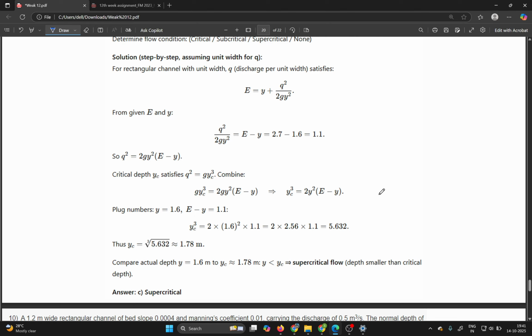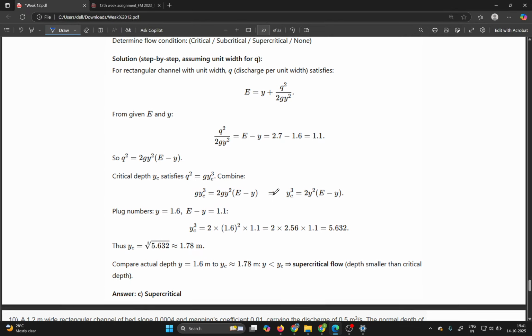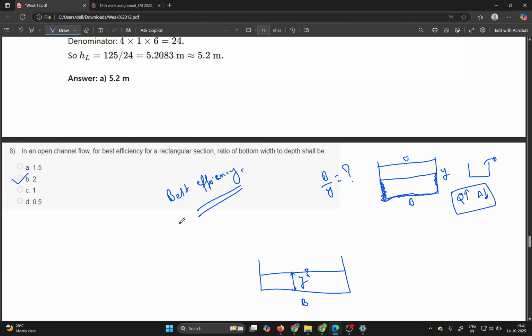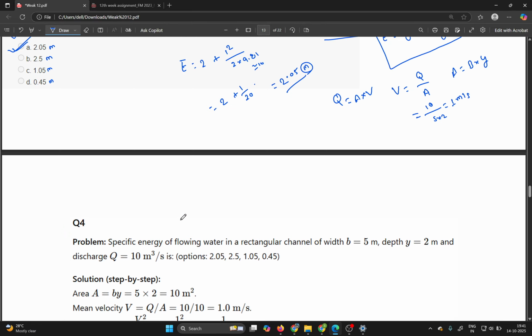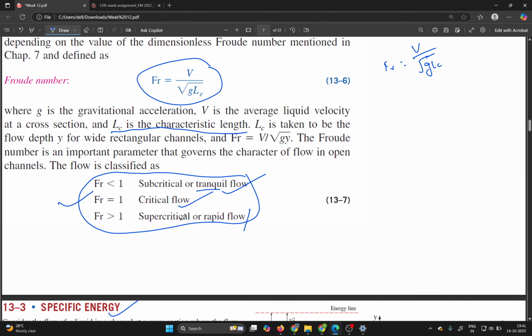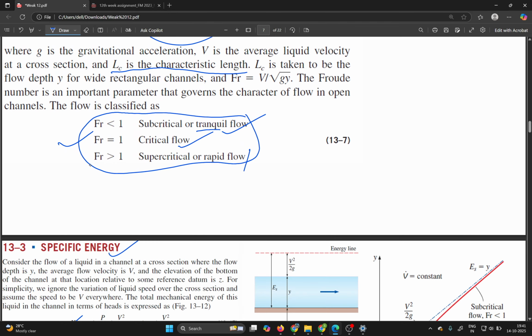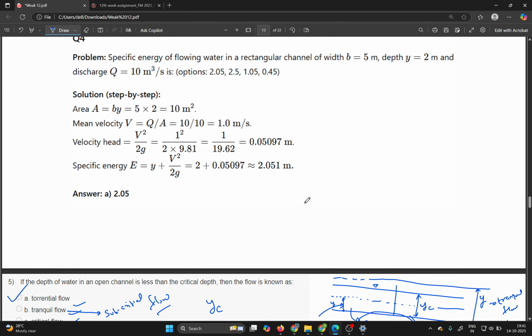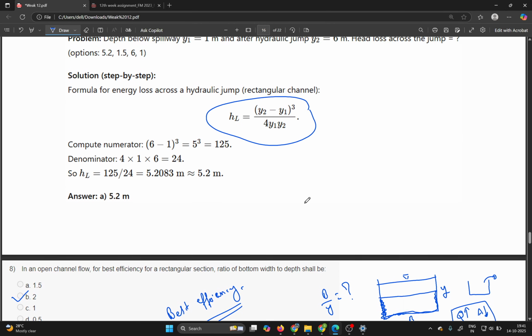So is there any mistake in the calculation? No, I think I'm writing something wrong here. The condition I'm writing is wrong. I'll just show you. Yes, if it is greater than 1, then supercritical. Less than 1, then subcritical. Remember. Sorry for the mistake. It's a big mistake.